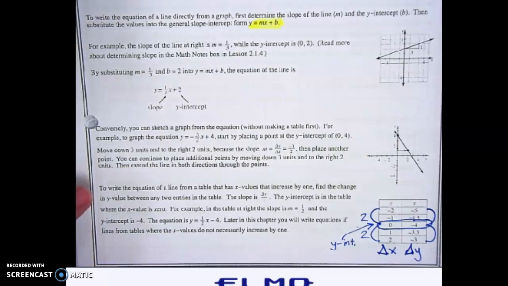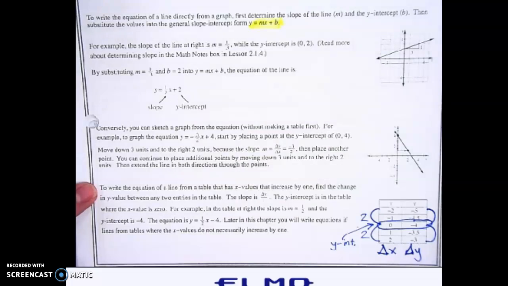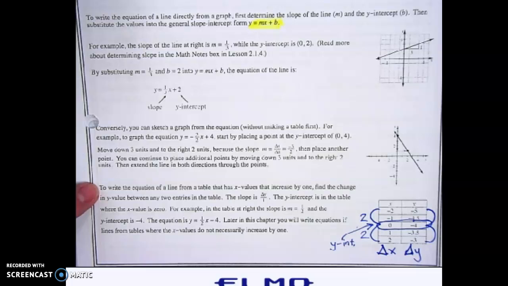All right? One more volunteer to read this last paragraph that starts with "To write the equation." You want to read it? Right here, where it says "To write."